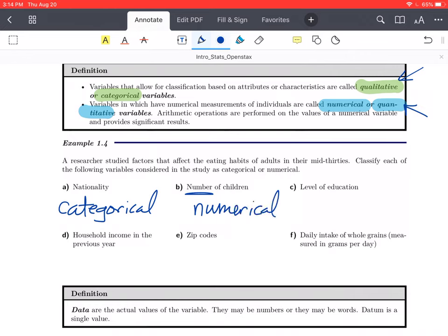Level of education. You might think, because you kind of have a pecking order in your head, that as the level of education increases, you get a high school diploma, then associate's, bachelor's, master's, and so on. But those are not numerical classifications. Those are categorical. Okay, household income in the previous year. Income is a dollar amount, so this one is numerical.